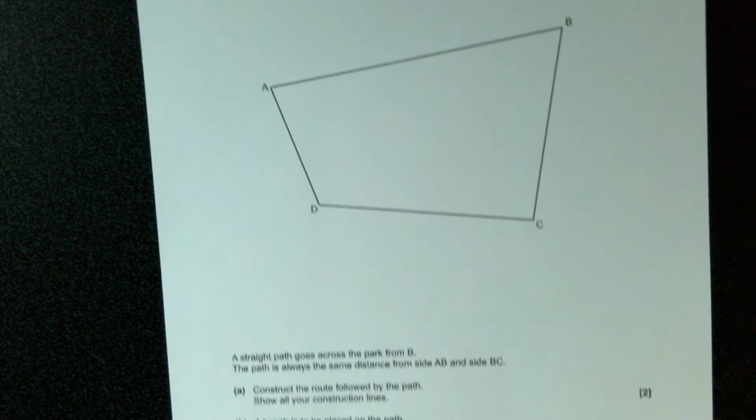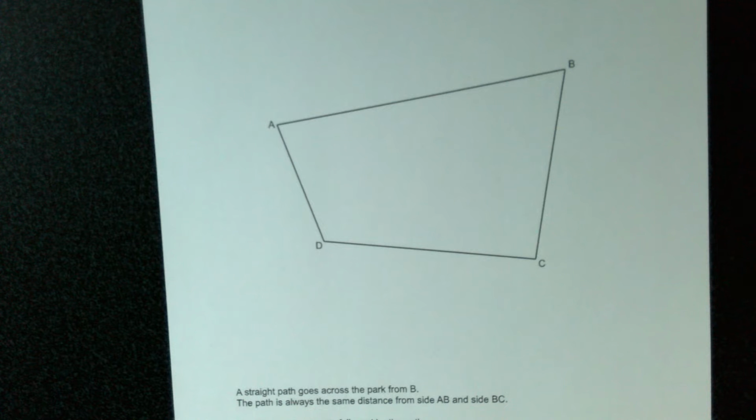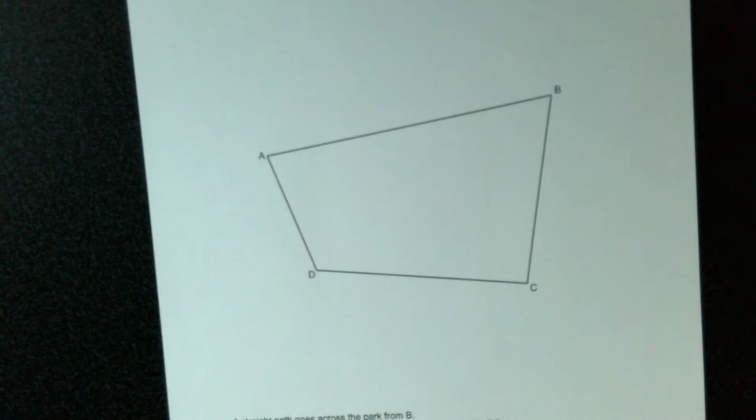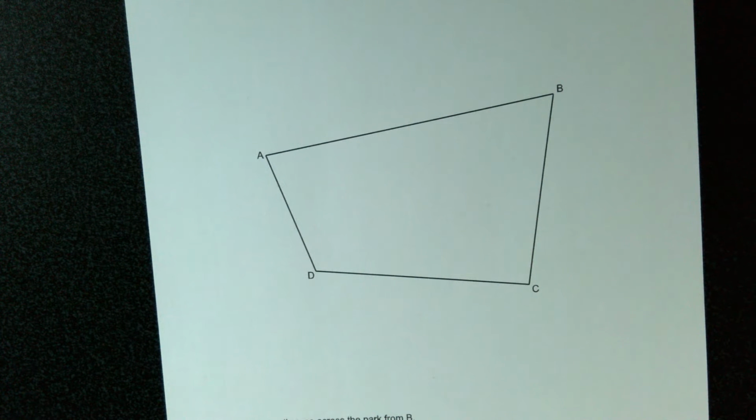Well, what we need to do here is find the angle bisector of angle ABC.